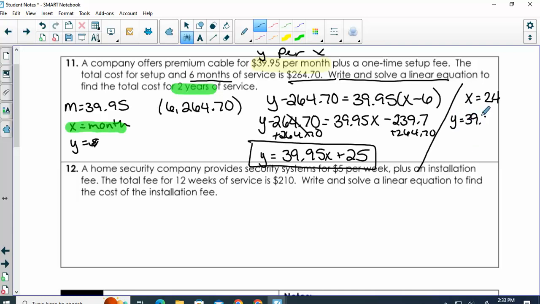So we plug that in. Yes, where'd you get 24? Because it told me we had 2 years, but we already said that x had to be in months. So we know there's 12 months in a year, so 2 times 12 is 24. And my y is dollars, so we should get a total cost of $983.80.